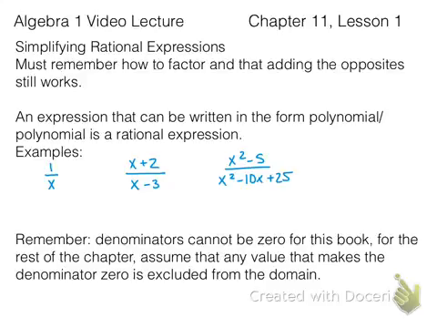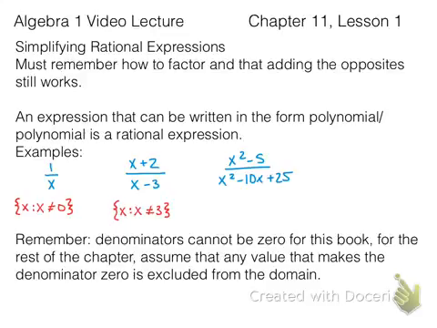Alright, and just remember that the domain cannot include 0 in the denominator for this book. For the rest of this chapter, assume that any value that makes the denominator 0 is excluded from the domain. So in this first example, 1 over x, x couldn't be 0. And for the second example, x cannot be 3, because if in the first example x was 0, that means the denominator would be 0, and that would be undefined, which we're not going to deal with in this book.